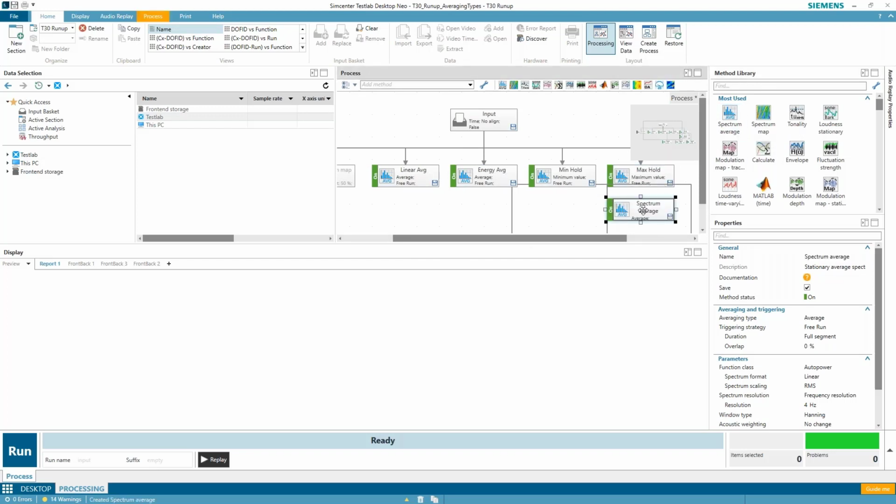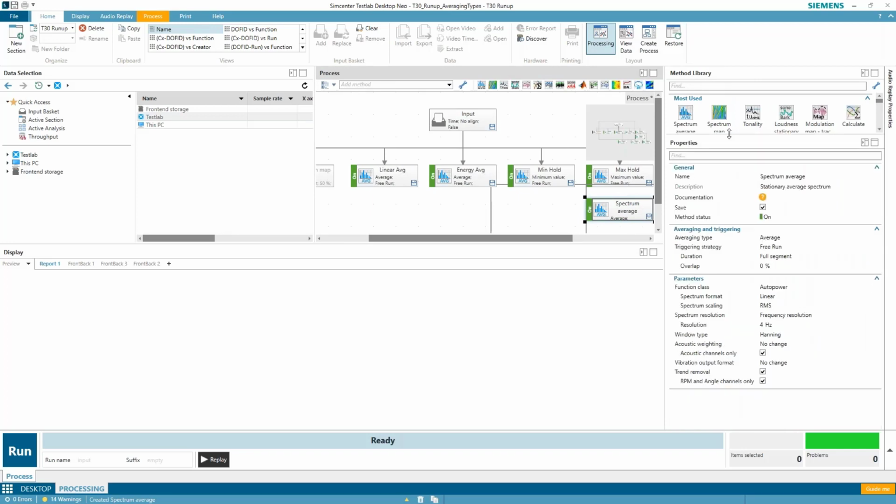So if I add this spectrum average, I can look at the properties, and essentially the averaging type, you see it says average, exponential, min, and max hold. And you notice it doesn't give me the option to do energy or linear here. This is where that default selection comes in. Because I have an auto power in my function class, when I just say average, it's going to automatically do an energy average because of this function class of frequency spectrum that I want to calculate.